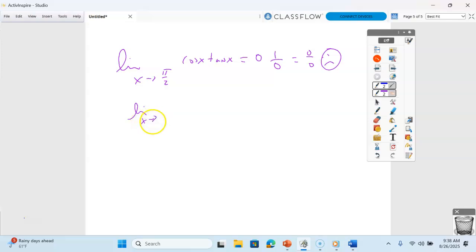Limit as x approaches pi over 2. I've got cosine x, and what is tangent? Sine over cosine. And we talked about this before. That's one of the 2 things you have to for sure remember for trigonometry. What is sine of x? Sine of x when x approaches pi over 2? 1.